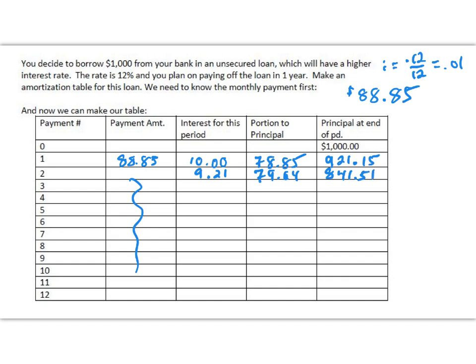$841.51. Okay, so let's do one more just to make sure we've got the process down. We're going to take the $841.51 and multiply that by 1%, and that's going to tell me that I owe $8.42 in interest, which means I'm going to be paying $80.43 to the bank, and $841.51 minus $80.43 gives me $761.08 as what I owe the bank.